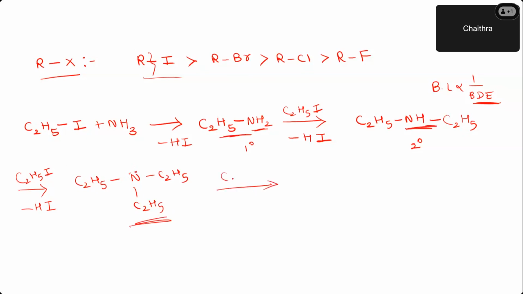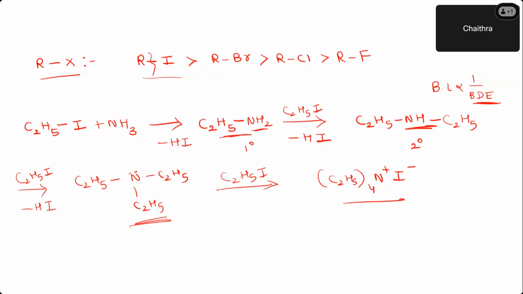Once again on the arrow mark write C2H5I. So what will happen? You get C2H5 four times on N plus and I minus. This is quaternary ammonium iodide, so tetraethylammonium iodide salt. So any doubts in this, guys?